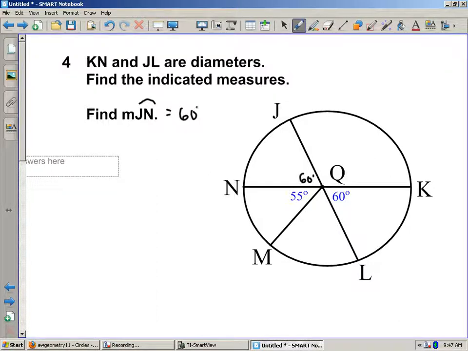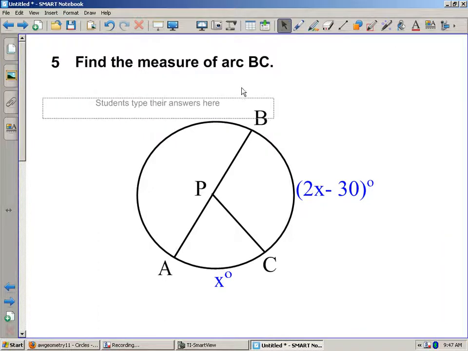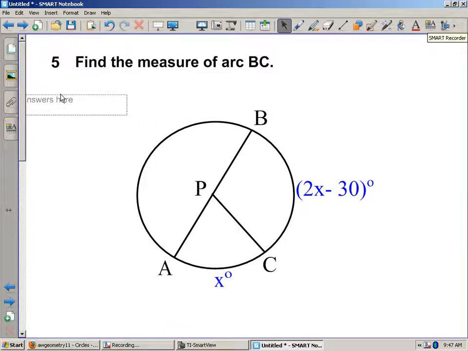Now we're going to find the measure of arc BC. So here's arc BC. This is a little bit different. This is a different problem, a little more algebra. So we've got this arc. What does AB look like? Well, if you said a diameter, then you're correct, because AB being a diameter will then basically mean that this whole thing is 180 degrees.